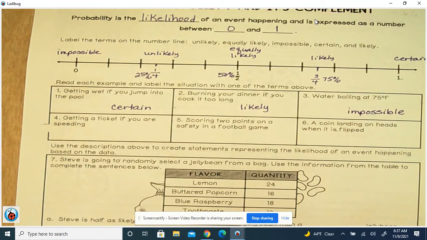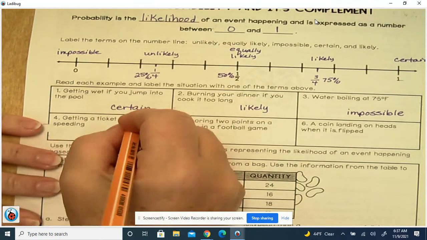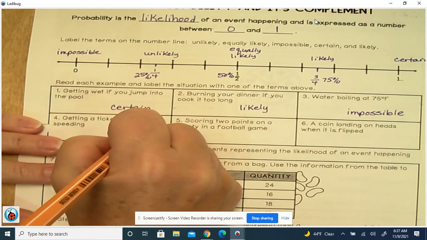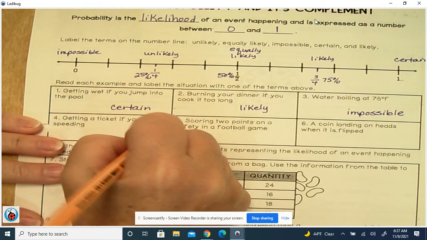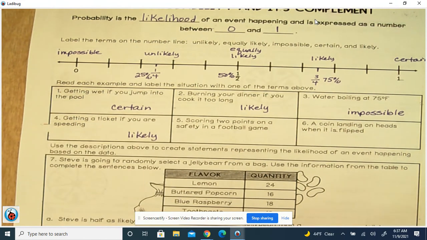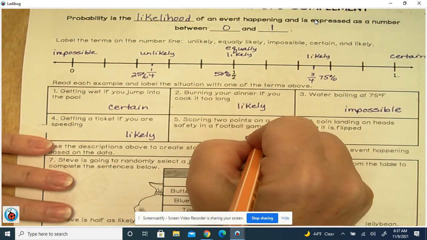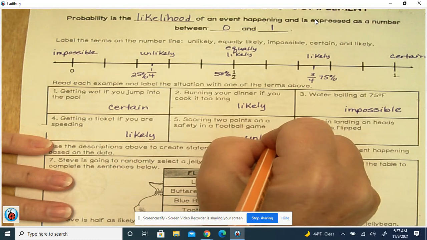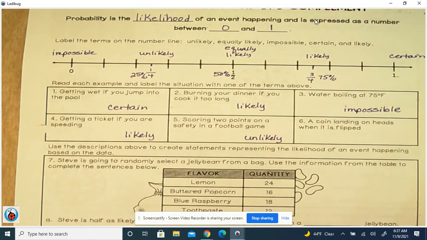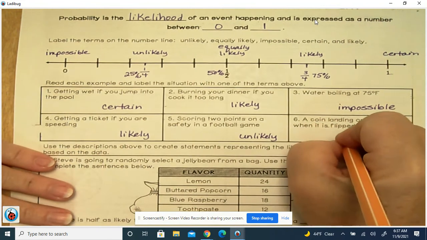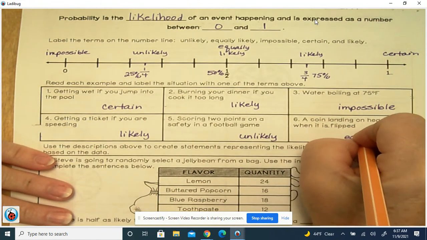Getting a ticket if you're speeding. That is likely. Scoring 2 points on a safety in a football game. That's unlikely. And a coin landing on heads when it is flipped. That is equally likely. Each one of them has a 50% chance.